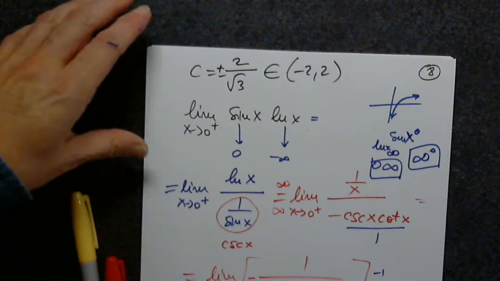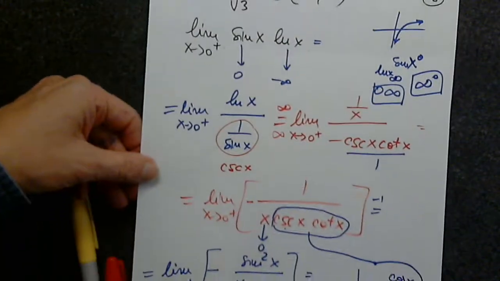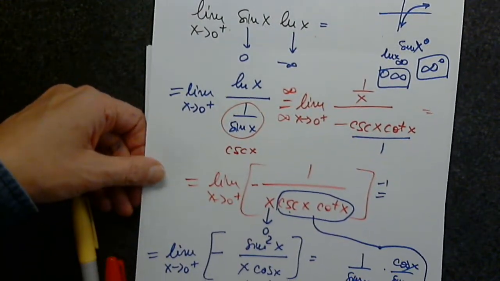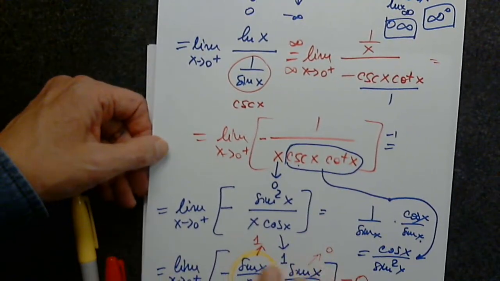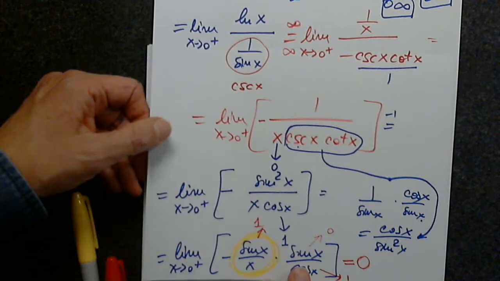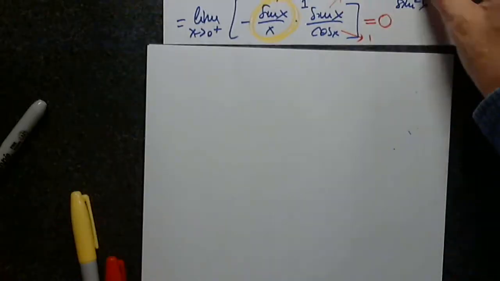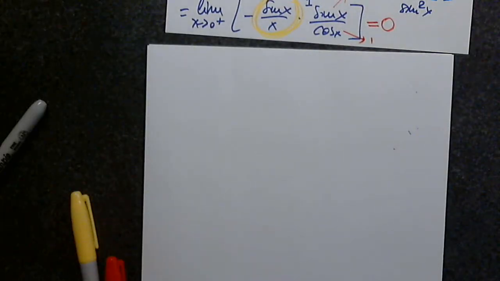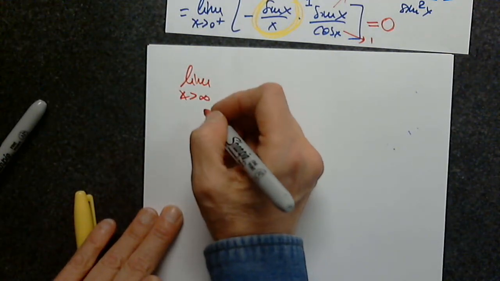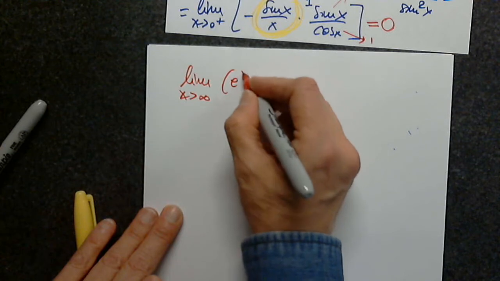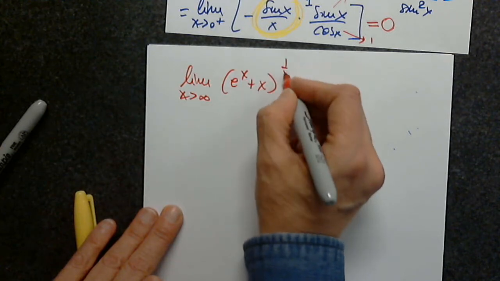Is this clear? Any questions here? I thought, Nico, you had a question. Anyone? Okay, so let's work on the next one. So this one is the limit as x approaches infinity of e to the x plus x raised to 1 over x.